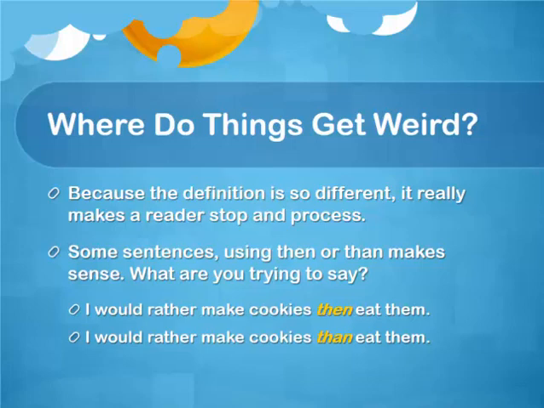So some sentences, like the examples here, if you say, I would rather make cookies then eat them, means that you'd like to make the cookies and then afterward you're going to eat those things. The other sentence, on the other hand, says that I would rather make the cookies than eat them, which is to say, I like making cookies, but I really don't care to eat them. So again, certain words and certain sentences do change the entire meaning of that sentence.